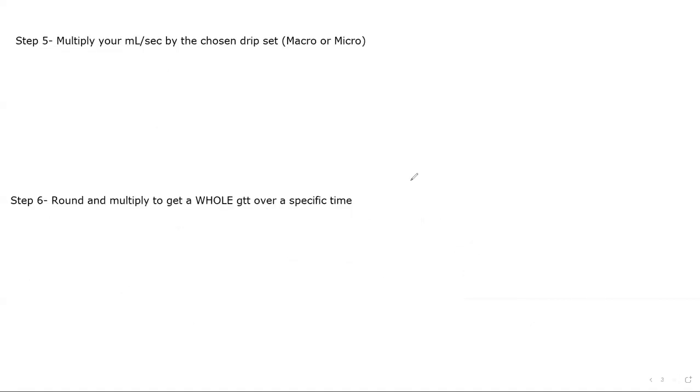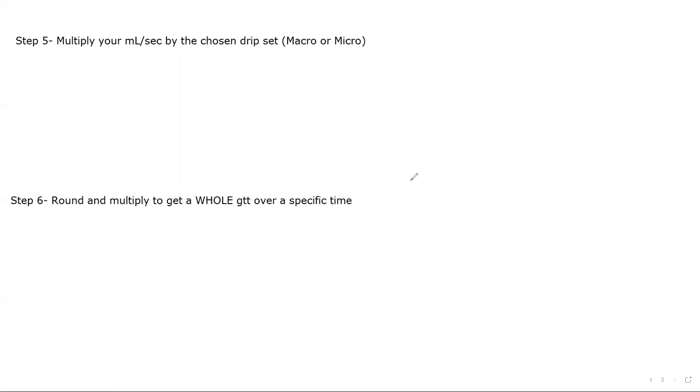The last step is choosing what sort of drip set you have. Remember that micro is 60 drops per ml, and macros can vary. Macros are going to be chosen for animals that are greater than 7 kgs, and in this problem, I'm going to choose a 20. Common different sets are 10, 15, and 20 drips per ml.